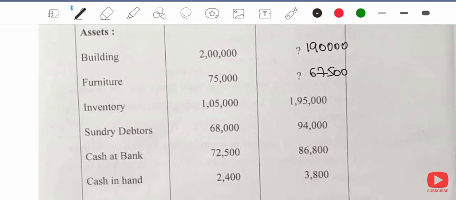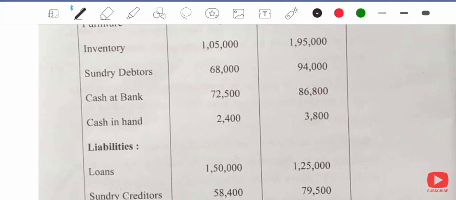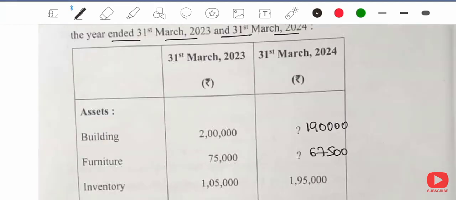On 1st June, additional capital of 40,000 was brought into the business. The proprietor has withdrawn 2,500 per month for meeting family expenses. Prepare statement of affairs on 31st March 2023 and 31st March 2024, and find the profit or loss earned by Sarthak for the year ended. So what are you going to do? Building is an asset, furniture asset, inventory asset, liability and liability.